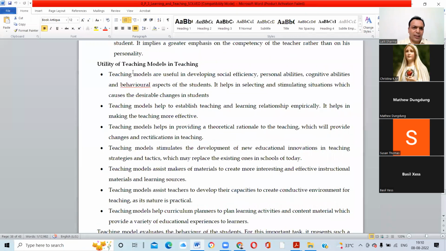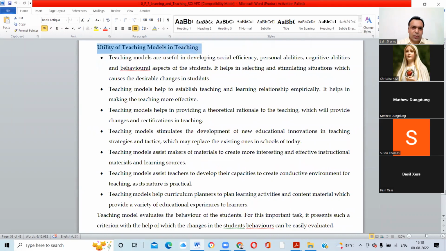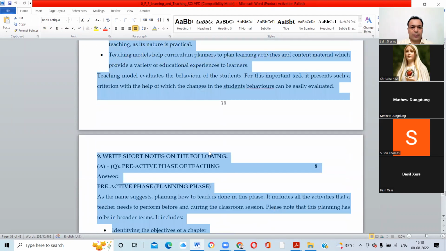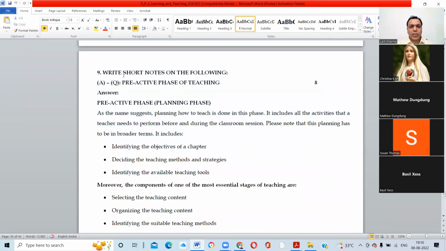Okay, then again, I have defined a little bit about the utility of teaching models. Right? So you can define what is the utility of teaching models in teaching. Okay, the last question is write a short note on the following: preactive phase of teaching, and then second, I think it is remedial teaching, right?